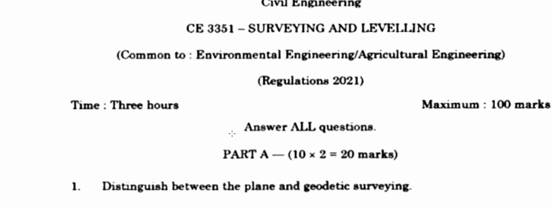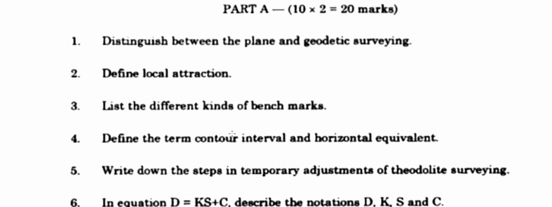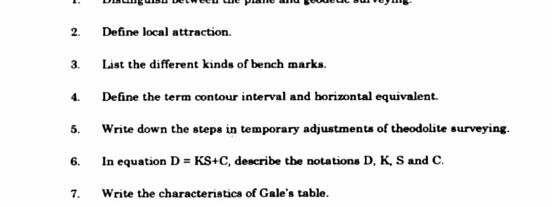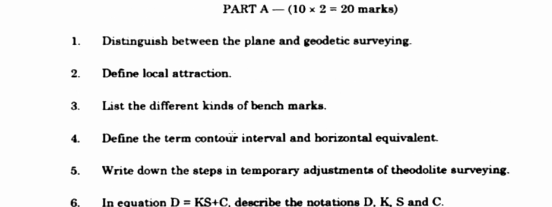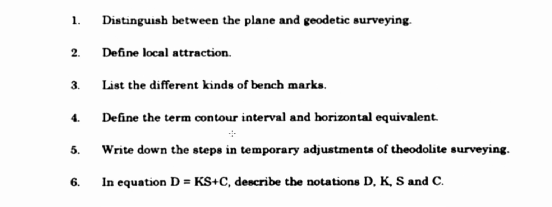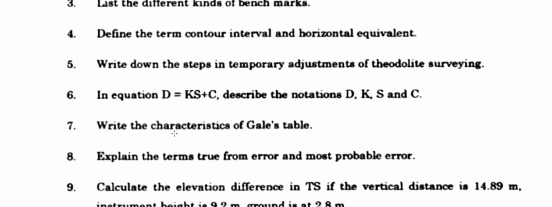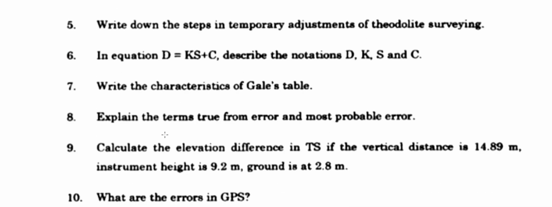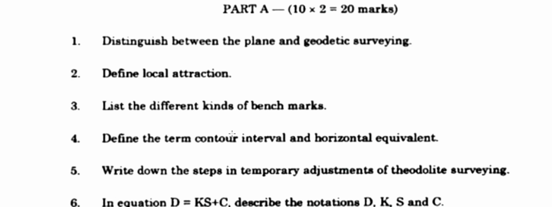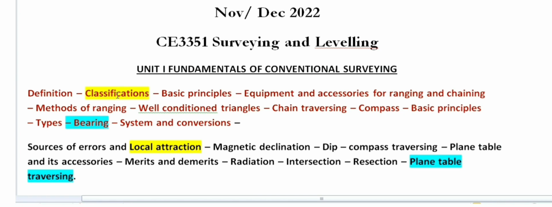Now consider part A. Here we have 10 questions and we know that every unit covers 2 marks. The first and second questions come from unit 1, third and fourth from unit 2, 5 and 6 from unit 3, 7 and 8 from unit 4, and 9 and 10 from unit 5. In the first unit we have a question about plane and geodetic survey, and also the local attraction. So the first question comes under the first half of the first unit, that is the classification of survey. In the second half we have the local attraction.